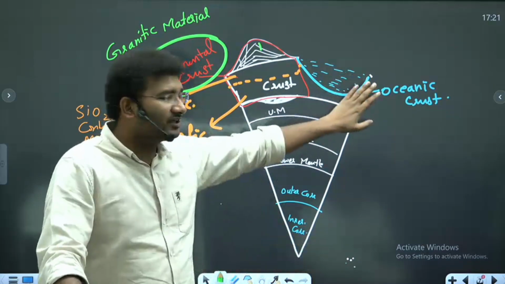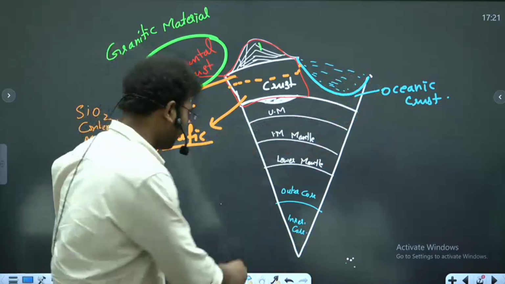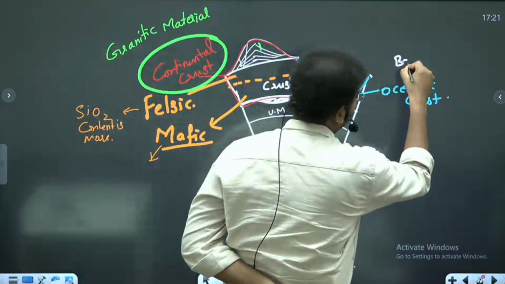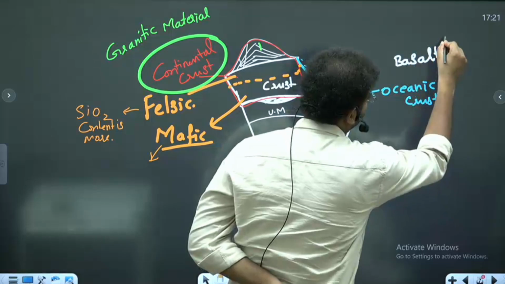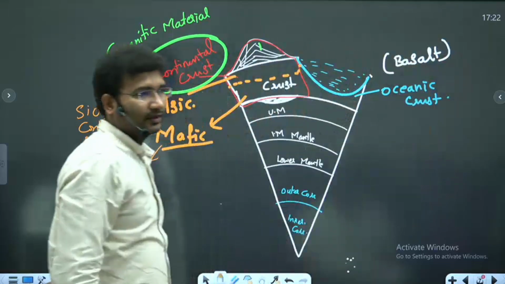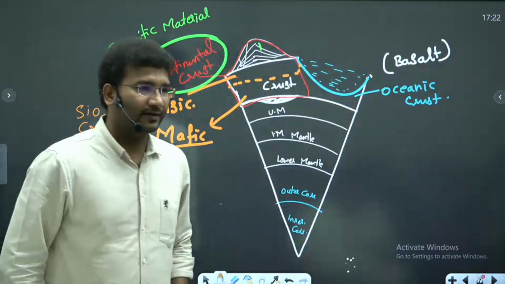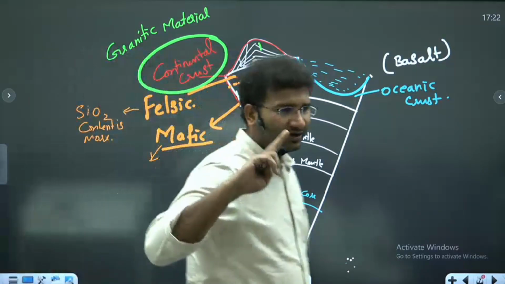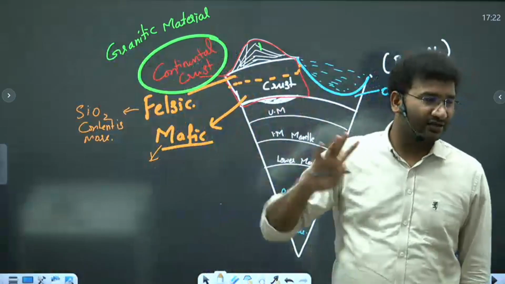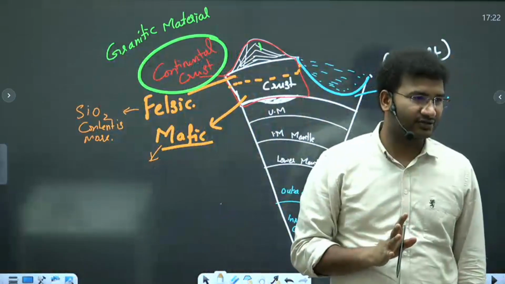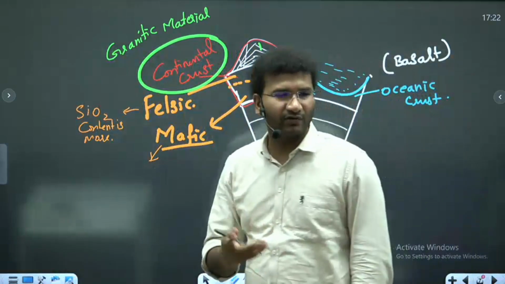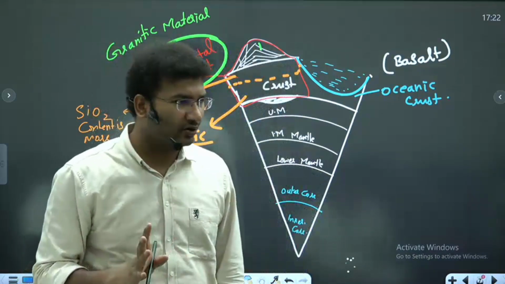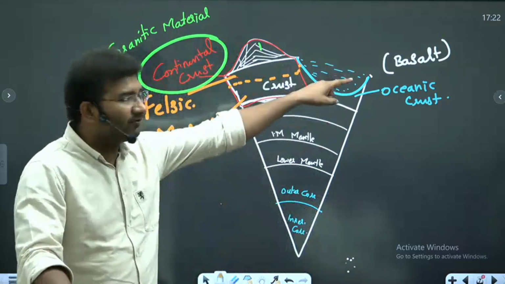That means the density of the materials also increased. Now, the oceanic crust is primarily made up of basalt rock. Okay? See, both basalt rock and granitic rock are considered to be igneous rocks. Igneous means something which came out from the volcano and got cooled for the first time. That is called igneous rock. So this is made up of basalt.